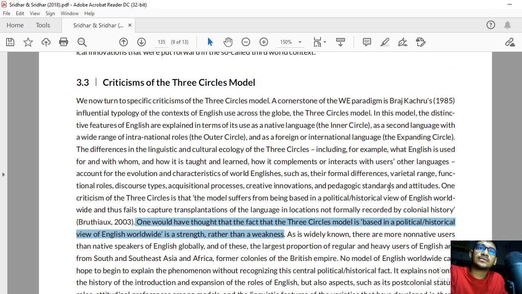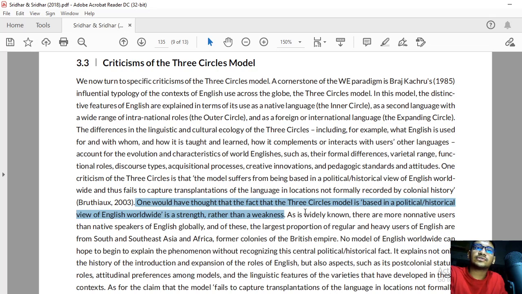There are other models that depict the spread of English. Here only Kachru's three circles model is discussed, but some other models only take geography into account. For example, they say that in the West this type of English is used, in the East this type of English is used, in South Asia this type of English is used. But Kachru has not focused specifically on geography but also on politics and history. So Sridhar and Sridhar are saying that this is actually a strength, not a weakness.